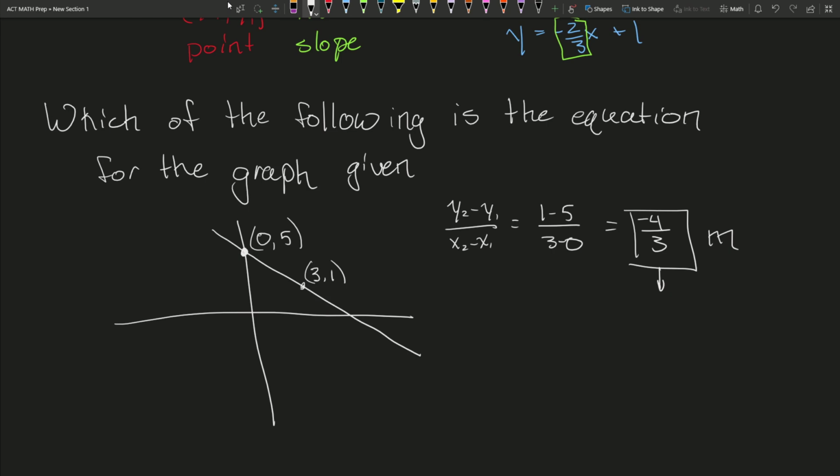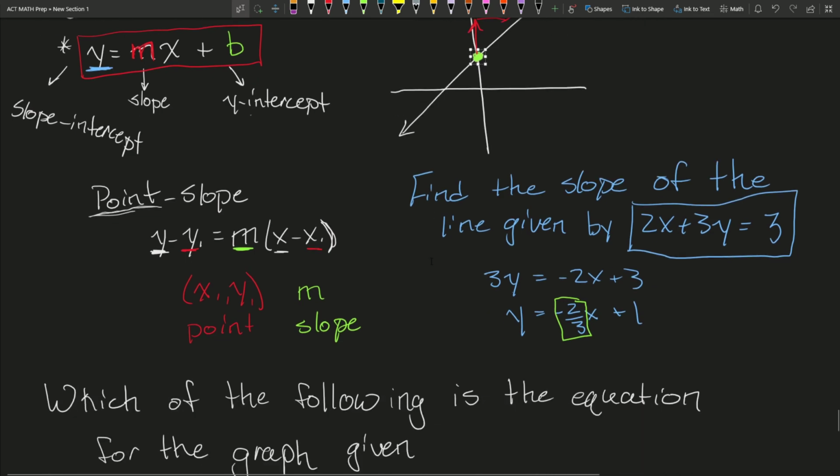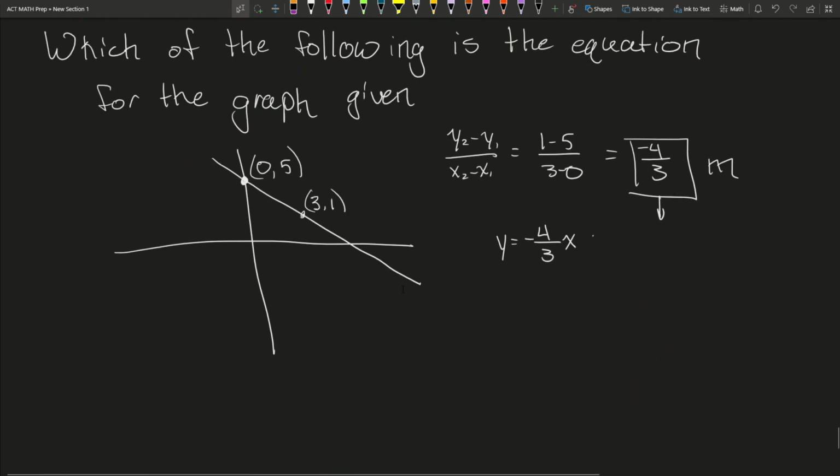So we have slope. What's the other part that we need? Okay, so what's the intercept? Yep. So what is B? Where it intercepts. Right? It's that green dot. So where's that green dot on the graph? Yeah. Yep.